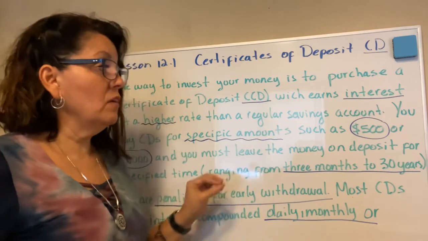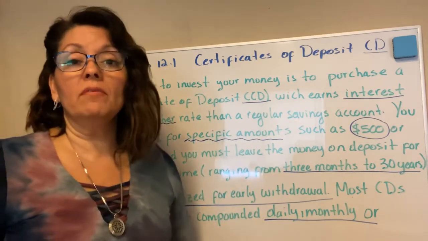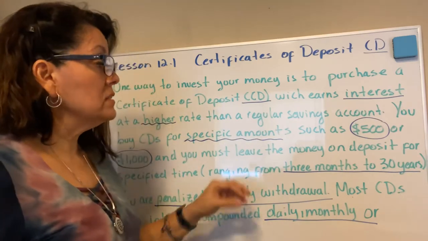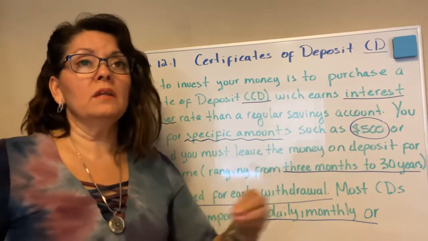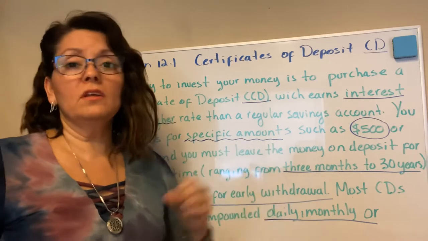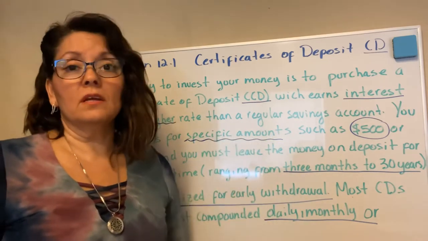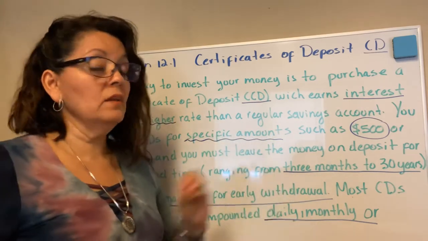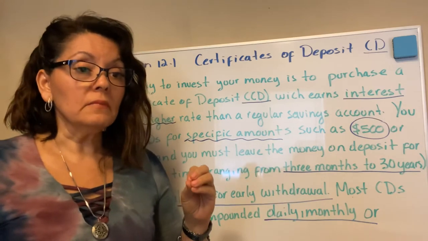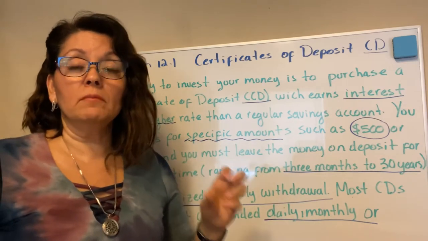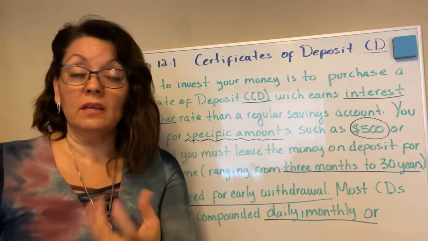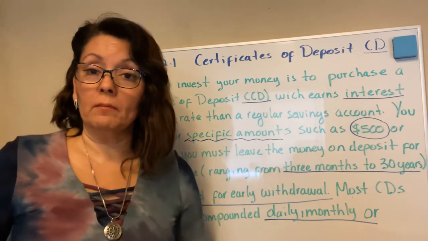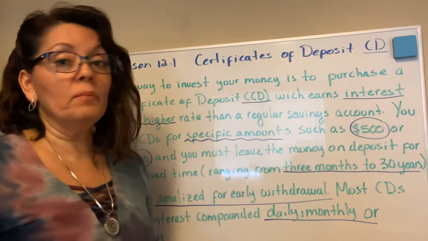Okay, this is very, very important. If you have the money to invest, even $500, you can invest it for 30 years, and at the end of 30 years, or you can put the money in right now, and by the time you want to buy a house, you will have money to make the down payment.